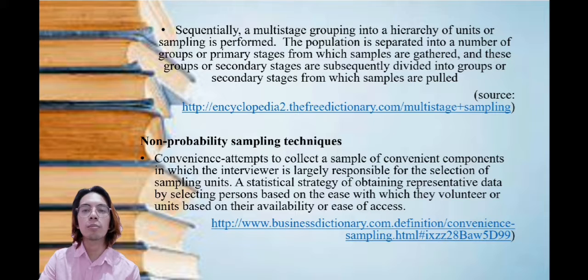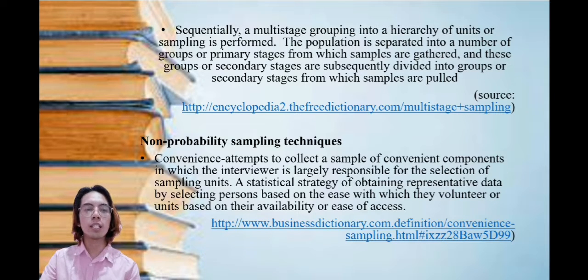Then next is non-probability sampling. Convenience sampling attempts to collect a sample of convenient components, in which the interviewer is largely responsible for the selection of sampling units. It is a strategy of obtaining data by selecting participants who volunteer, based on their availability or areas of access.